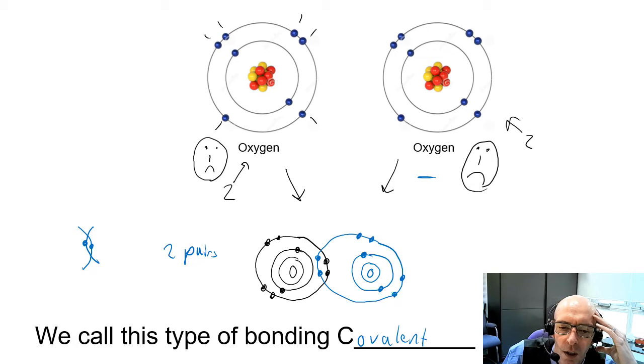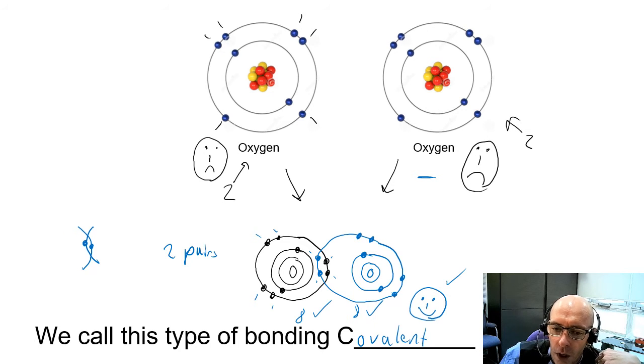So now look at it. 1, 2, 3, 4, 5, 6, 7, 8. Each of them can count 8 in the outside shell. They are now full. In my terms, they are now happy. They have a full outer shell. Hurrah! So, how do we draw this differently?